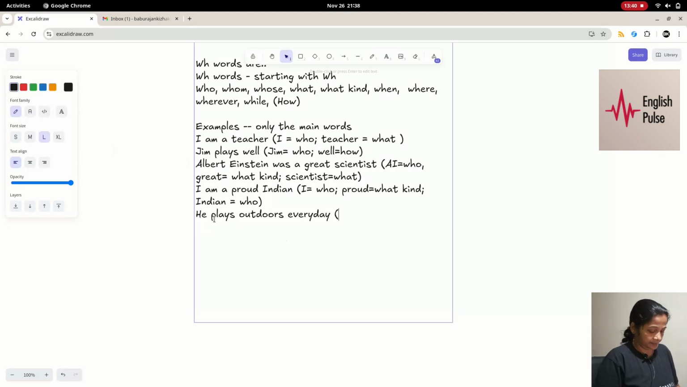So here he represents who, plays is an action verb, outdoors. So outdoors, look at this, WH, who, whom, whose, what. He plays where, when, where, outdoors. Outdoors represents a place. So where is the word. So whenever you see such words, you have to use where. You have to understand it is corresponding to the WH word where.